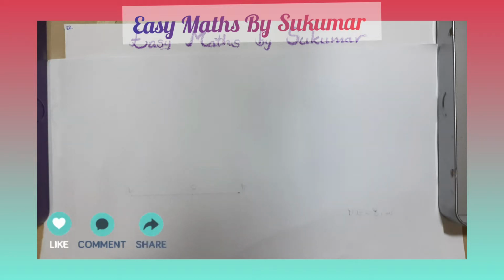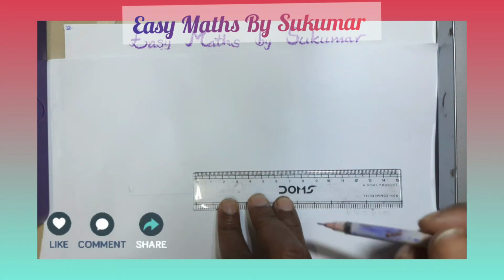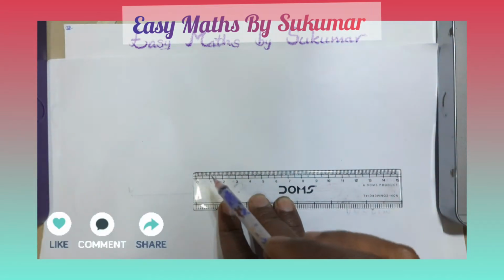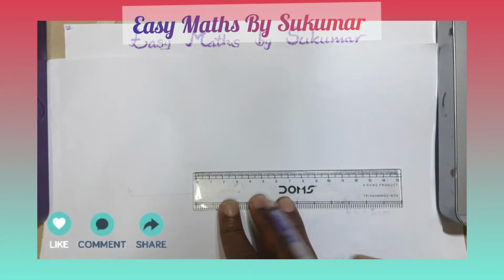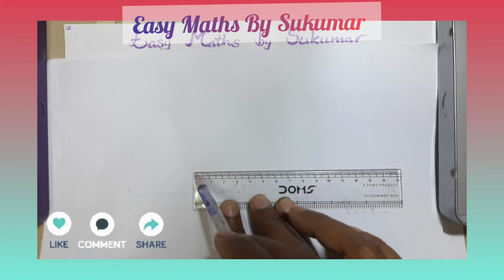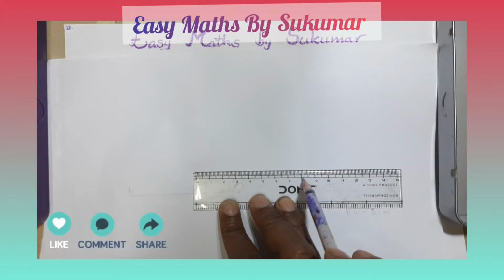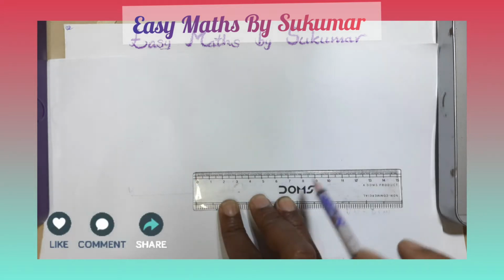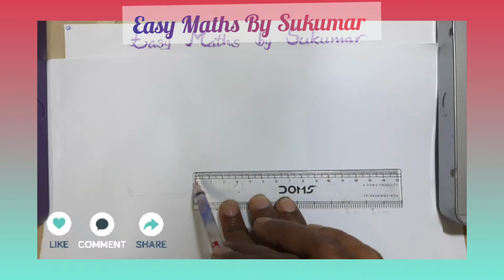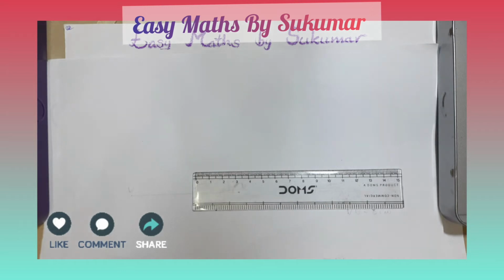You know how to draw a line segment actually. How to draw a line segment, my dear students? For example, to draw a line segment AB, 8 centimeters, that AB is 8 centimeters. Just we mark a point at O and the other point is at 8 centimeters, and we join this starting point and this end point. Then we will get a line segment.